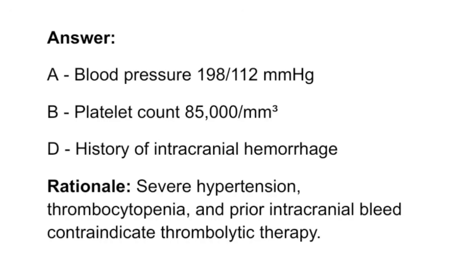Answers. A. Blood pressure 198/112 millimeters mercury. B. Platelet count 85,000 per millimeter cubed. D. History of intracranial hemorrhage. Rationale. Severe hypertension, thrombocytopenia, and prior intracranial bleed contraindicate thrombolytic therapy.